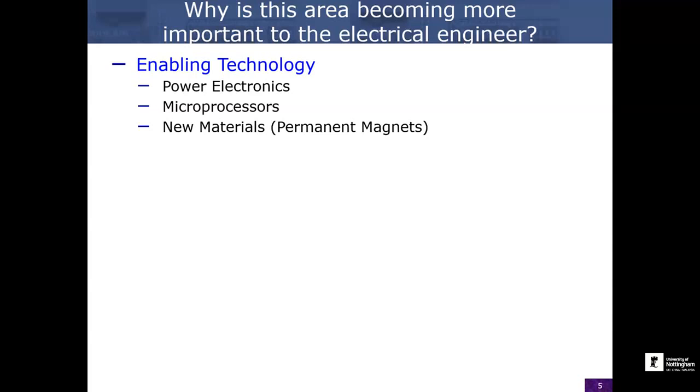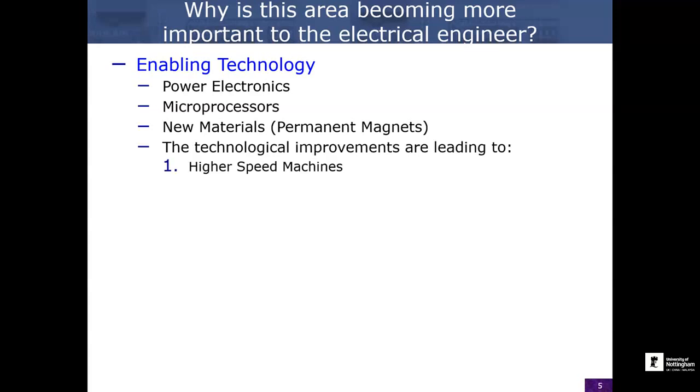But they also let you get very, very high power density out of machines. So if you want to get huge forces, if you want to do some really, really high power jobs, they let you do that efficiently too. So these improvements are leading to some really interesting things. They're leading to higher speed machines. If we can drive machines faster, it opens up new ranges of applications for them, but it also lets us get more power out of existing machine designs.